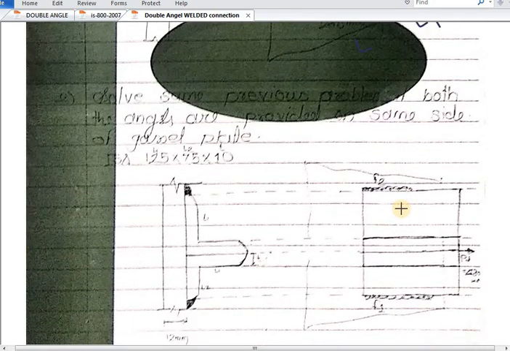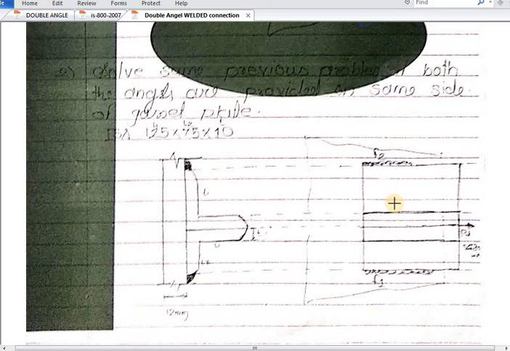Again in the next case we are finding the different lengths. We have to solve the numerical related with double angle, but in double angle sections we are finding out back to back. Here it is along the same side. So again I am solving the problem related with the double angle, but in this case it has been applied on the same side of the gusset plate.